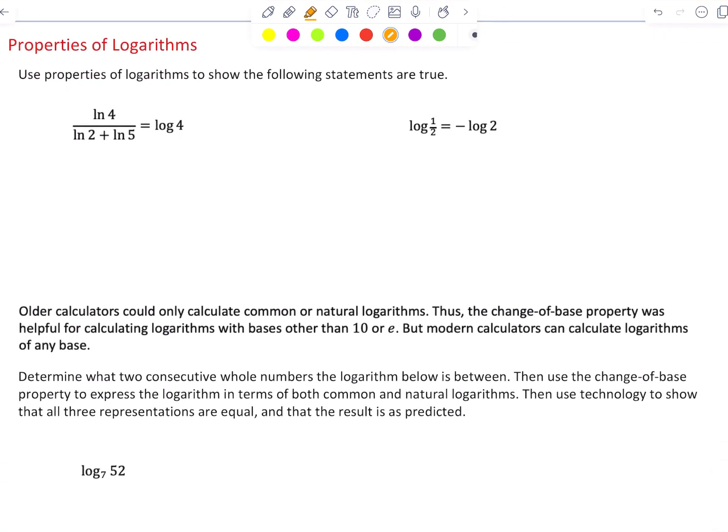Use properties of logarithms to show the following statements are true. So I'm going to begin with the left expression, which looks more complicated, and I'm going to see if through a series of log properties I can produce the right side of this statement.